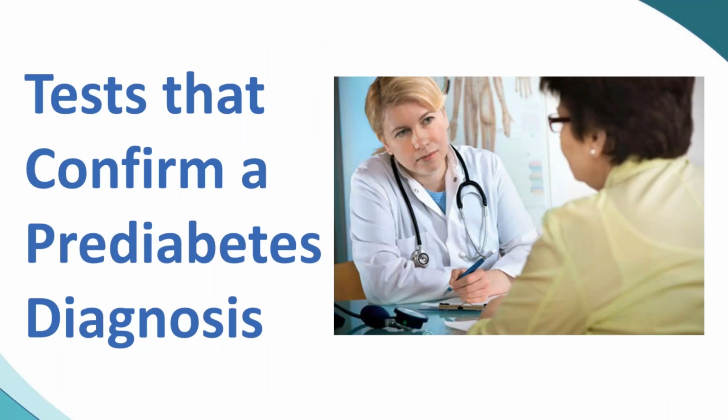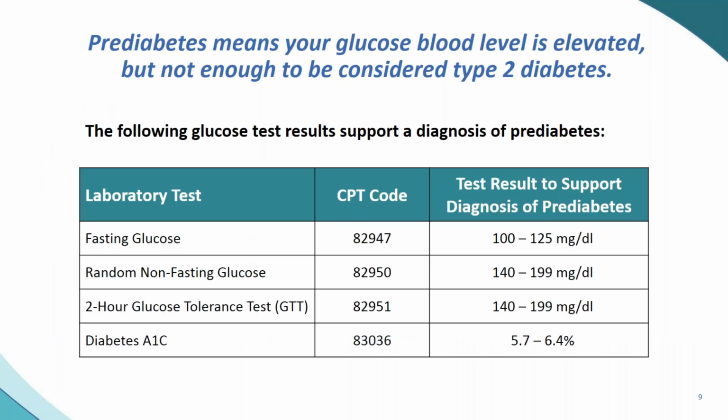Let's talk first of all, what tests? So clinically speaking, what do you need to do to identify that patient as pre-diabetic, which is then going to qualify them to move into one of these programs? The four most common tests, and I don't think anyone would be surprised at these, are your fasting glucose, your non-fasting, your 2-hour GTT, and your A1Cs.